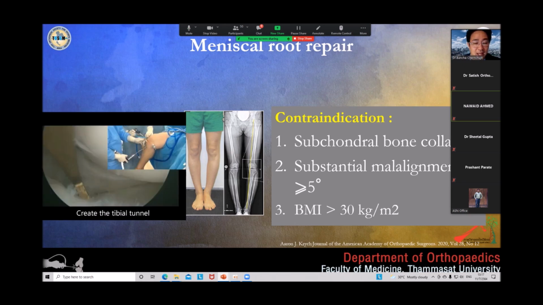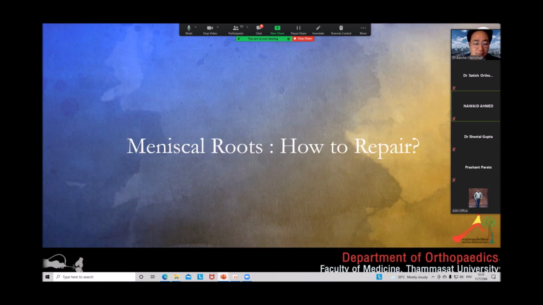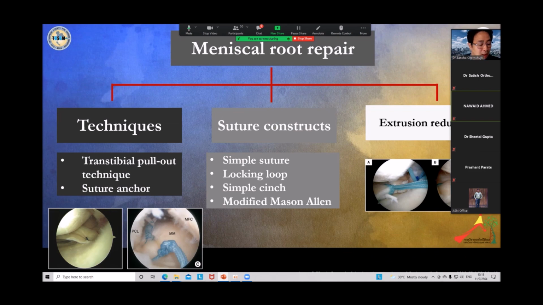So this is a bad candidate for the meniscus root repair. Old injury, joint space narrowing, large gap, extrusion more than 3 millimeters. This is too late to repair it alone. So how to repair it? You need to consider 3 factors: the technique, suture construct, and extrusion reduction.